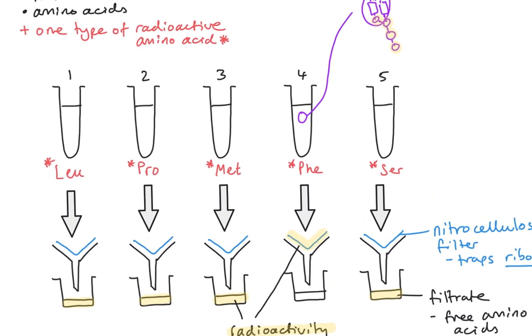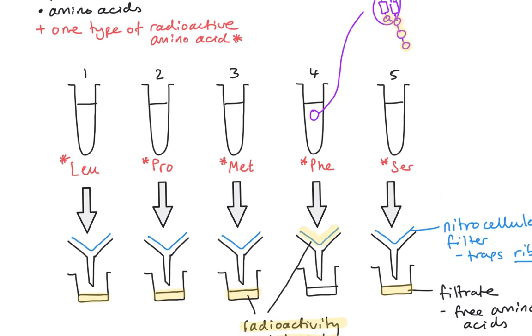So I've just shown 5 tubes here. In each of these 5 tubes, I've got radioactive leucine, proline, methionine, phenylalanine, and serine. And so we leave these to do translation. Then we filter them, and we collect the filtrate.